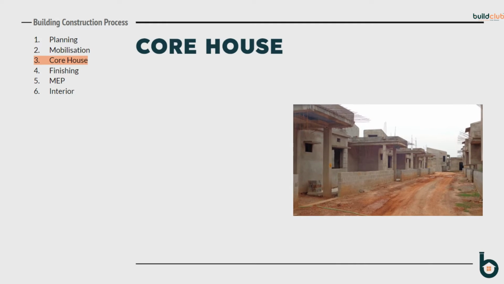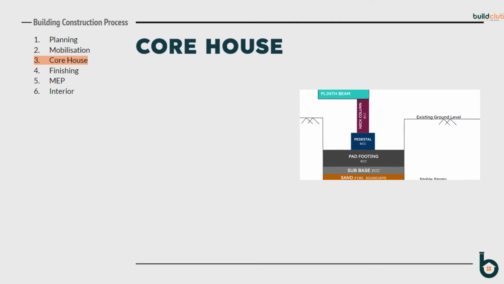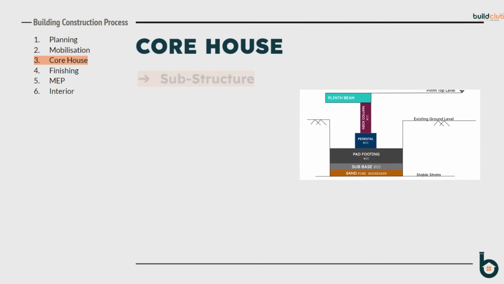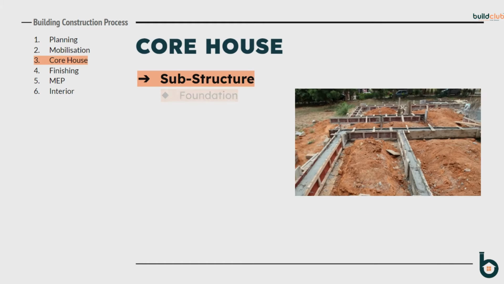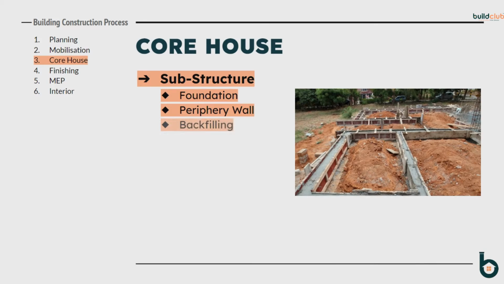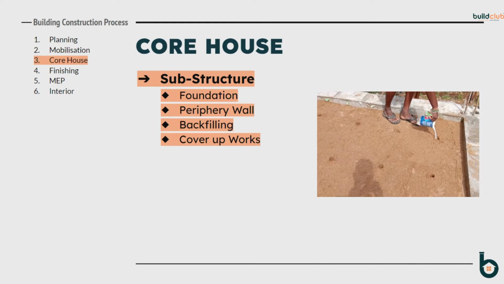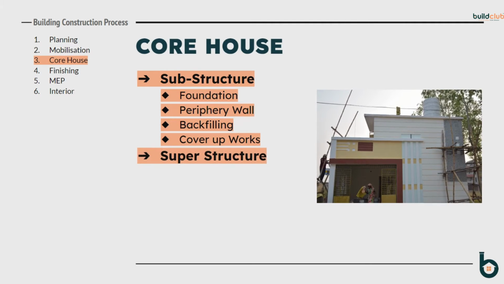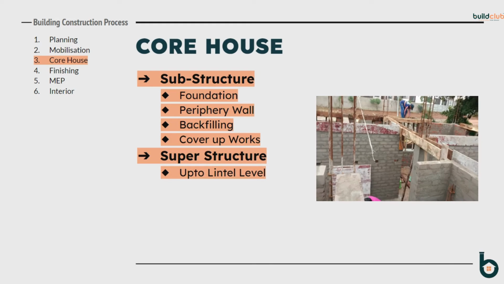Third phase includes core house construction, which is divided into two parts by plinth top level, under which numerous multi-activities are performed. First is substructure. Under it lies foundation works, then periphery wall, backfilling and cover-up works like waterproofing, anti-termite treatment, etc. are done.